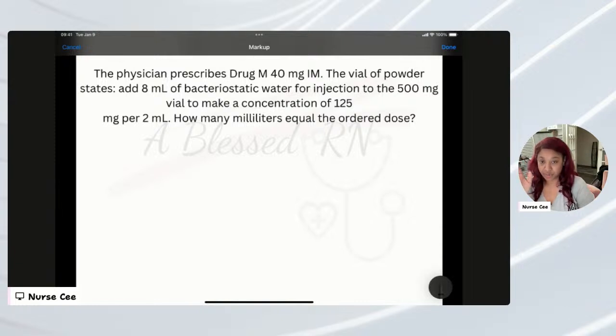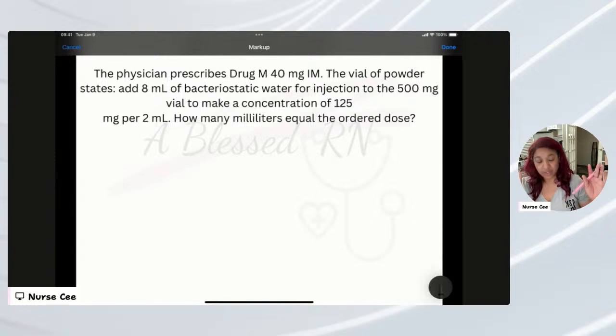All right. So let's look at it. The physician prescribes drug M 40 milligrams IM. The vial of powder states add 8 mLs of bacteriostatic water for injection to the 500 milligram vial to make a concentration of 125 milligrams per 2 mL. How many milliliters equal the ordered dose?